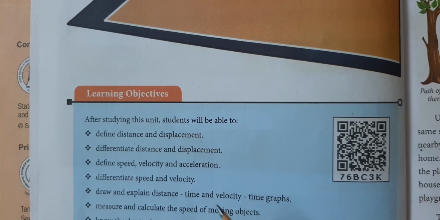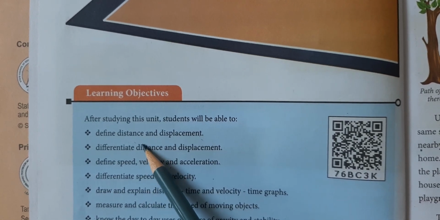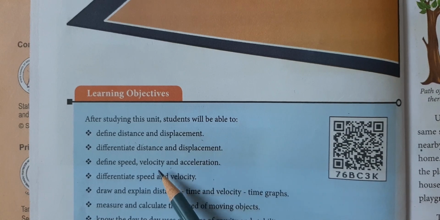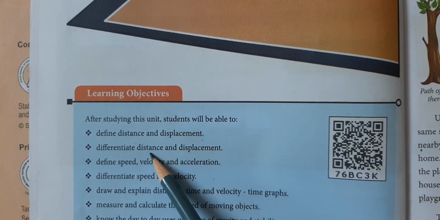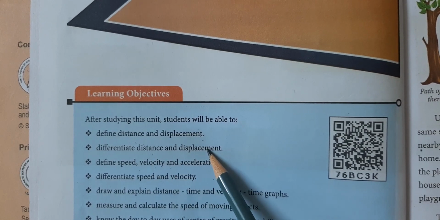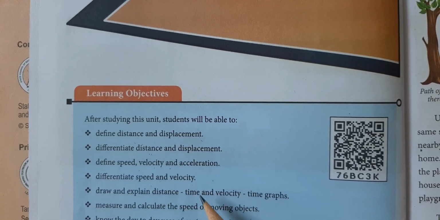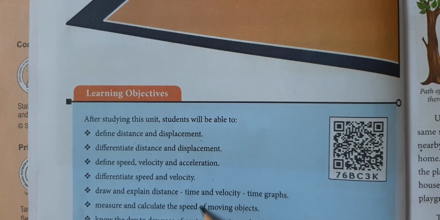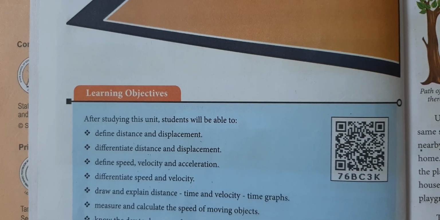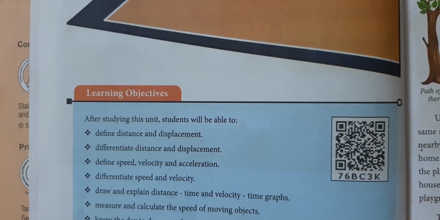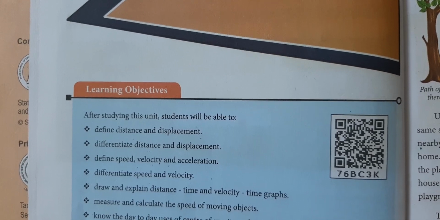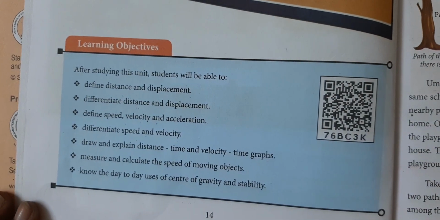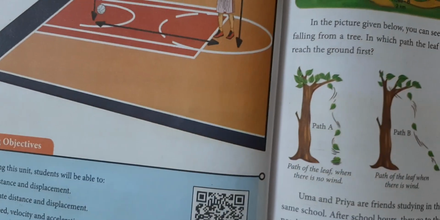In this video, what we are going to see is the definition of distance and displacement, and the definition of speed, velocity, acceleration, differences between distance and displacement, differences between speed and velocity, and the acceleration graph and velocity graph, and also how to calculate or measure the speed of moving objects, and the day-to-day use of center of gravity and the different types of stability.